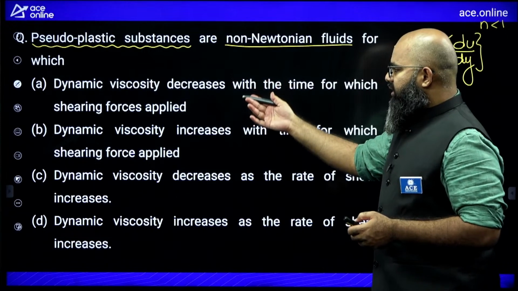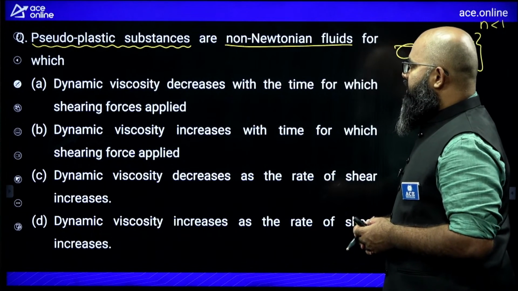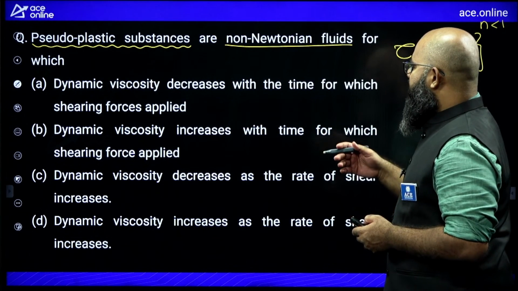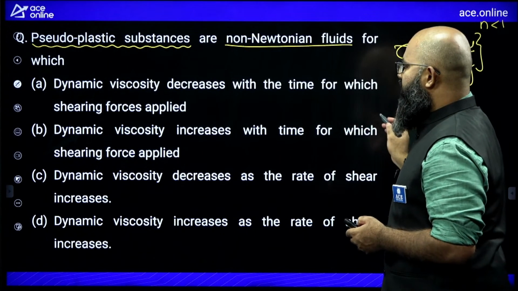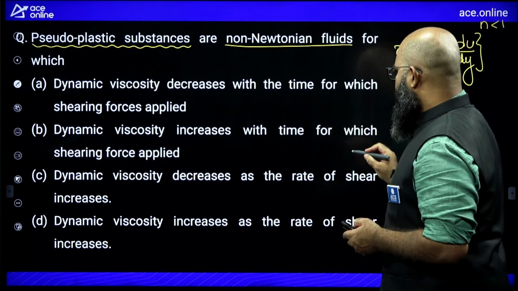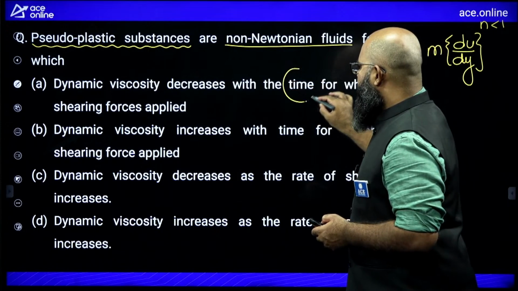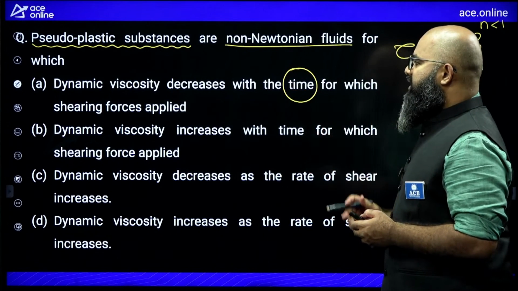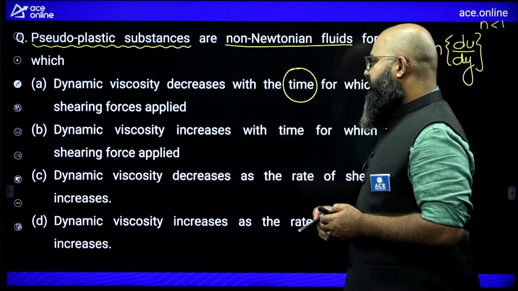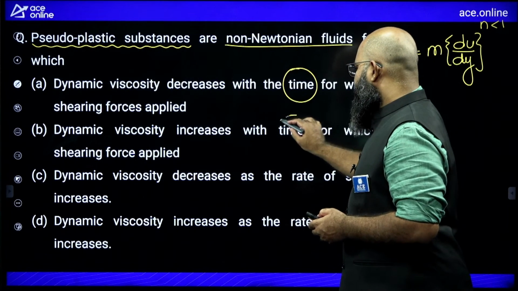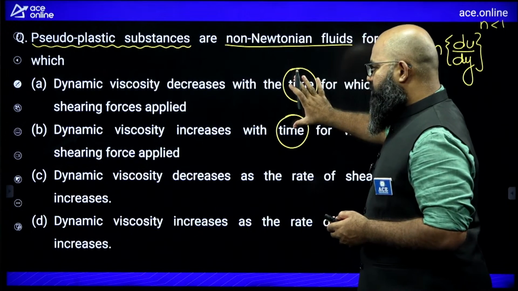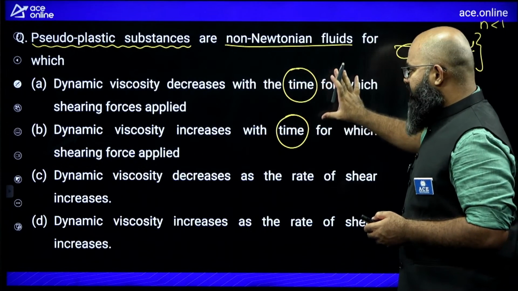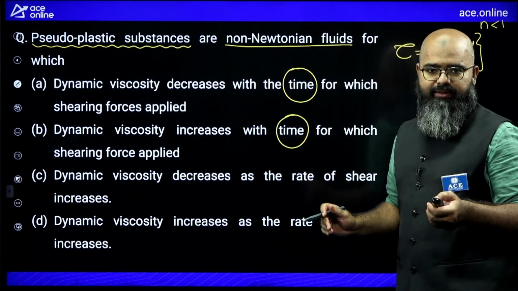Let us look at the relevant options over here. The question is saying dynamic viscosity decreases with time for which shearing force is applied. First of all, it is a time-independent fluid. So strictly speaking, you should not look for the variation with respect to time. Option B is saying dynamic viscosity increases with respect to time. So I will not choose any of these two options as my answer because this is mentioning time dependency.